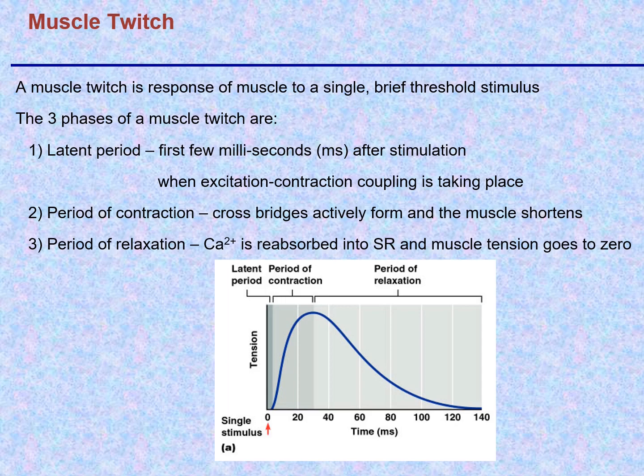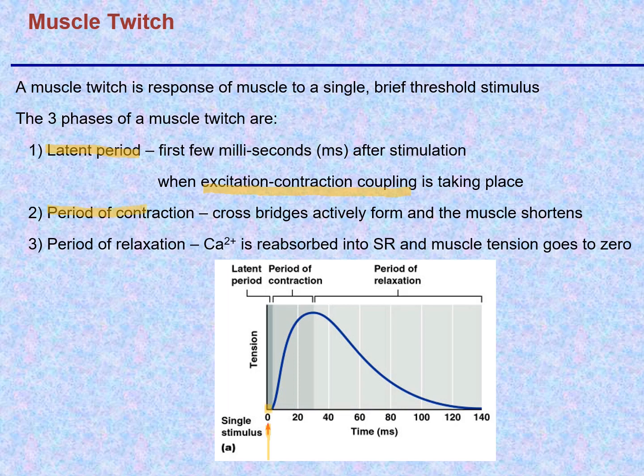There are three phases characteristic of a muscle twitch. There's the first phase, which is a latent period. Here you see the stimulus, which is typically an electrical stimulus to the motor neuron innervating the muscle. The latent period is a very short period of a few milliseconds following the stimulation, during which excitation contraction coupling is taking place, and you cannot measure any tension generated because the process of excitation coupling has to occur. So here you see that there is a flat period where there is no tension generated.